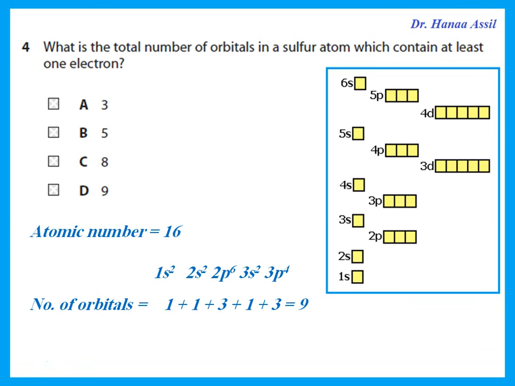Okay, so the 1s is made up of one orbital, the 2s, one orbital, the 2p has three orbitals, 3s has one orbital, and the 3p has three orbitals, so that makes a total of 9 orbitals.